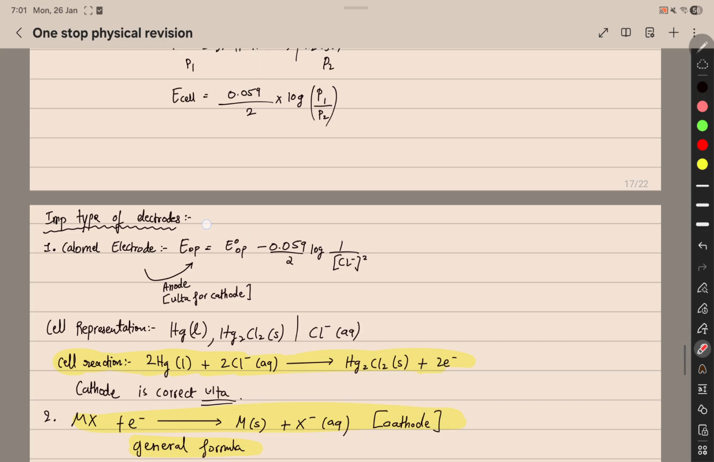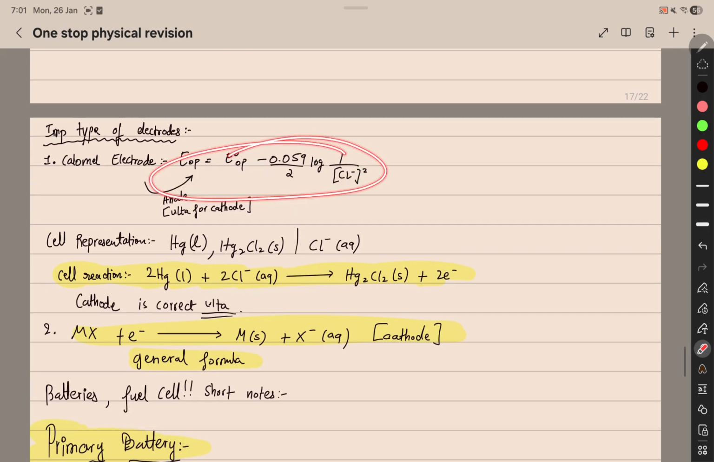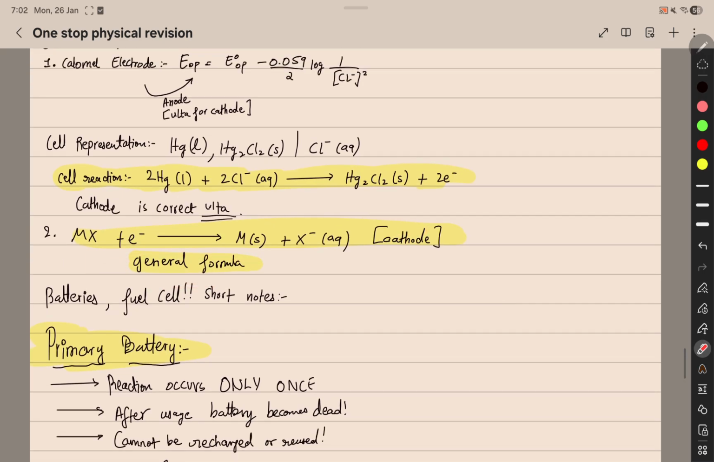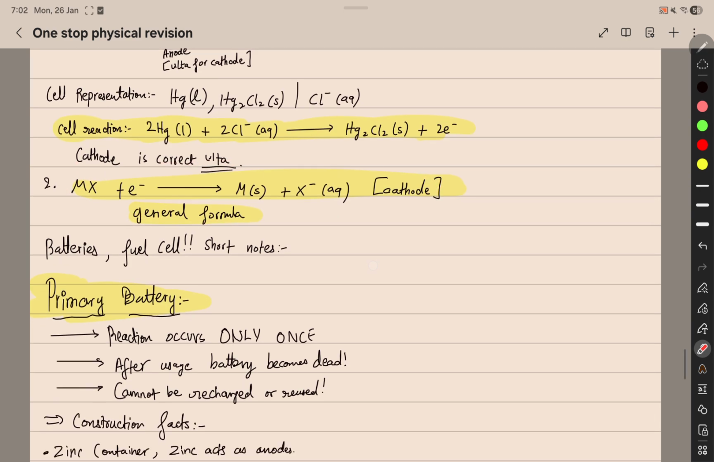Important types of electrodes: we have the calomel electrode, and this is the equation for the anode. You can write the cell reactions as well. They're very simple, like Hg in liquid reacts with 2Cl minus to form Hg2Cl2, which is a solid, with 2 electrons released, and the cathode is just the opposite of that. Then there's a general formula for any metal insoluble ion type cathodes and anodes. We can just mark this up and we are good to go. Obviously you have to balance it if it's not balanced.